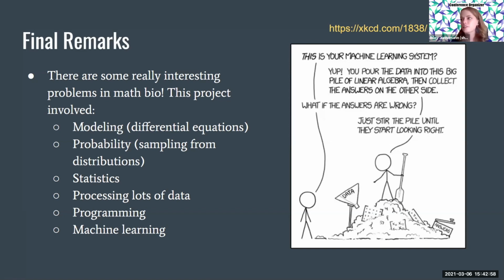And so in particular, this project involved things like modeling, differential equations, probability, sampling from distributions from different parameter spaces, statistics, the statistical measures, processing lots of data. When you start a project, it seems like you always spend more time preparing the data into a usable format than you sometimes do doing the math on the project. And then also some programming and some machine learning. And a personal soapbox of mine is a lot of people have heard the term machine learning, but maybe don't know that much about it or are scared by it. And so this is one of my favorite XKCD comics, where it talks about how machine learning is a pile of linear algebra, sprinkle in some statistics. So really the backbone behind it is still math.